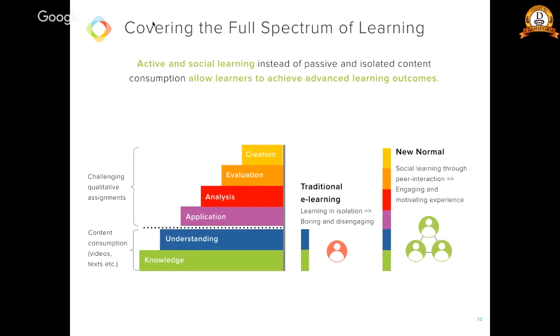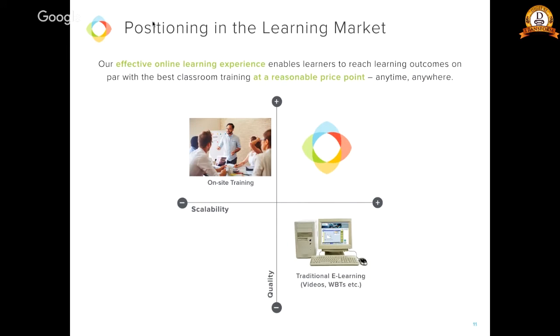And that's what we think is the new normal of online learning: active social learning with your peers and on assignments to really grasp the core of what you're trying to understand. To summarize where we see ourselves with this approach in the learning market, I have one last slide for you, and that shows how we position ourselves effectively. We want to be, in terms of quality, competitive and comparable to the best of on-site training.